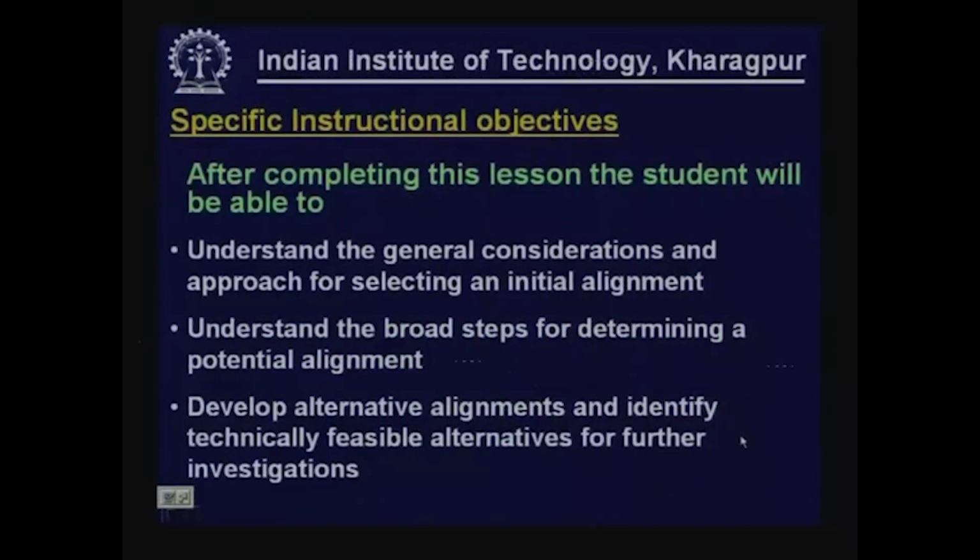After completing this lesson, the student will be able to understand the general considerations and approach for selecting an initial alignment. What are the major considerations while selecting an initial alignment? The student will be able to understand the broad steps for determining a potential alignment, how potential alignments can be identified. Then the student will also be able to develop alternative alignments and identify technically feasible alternatives for further investigations.